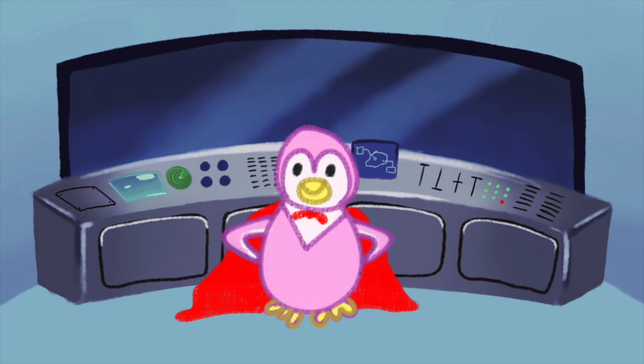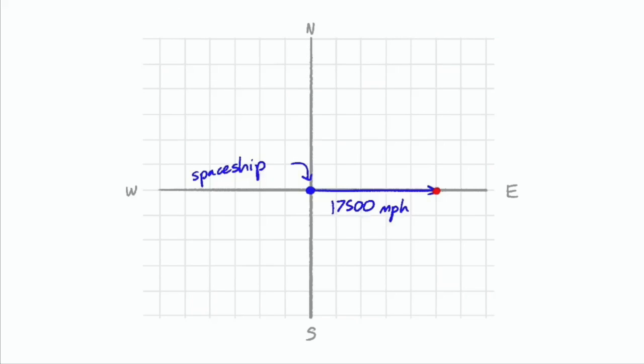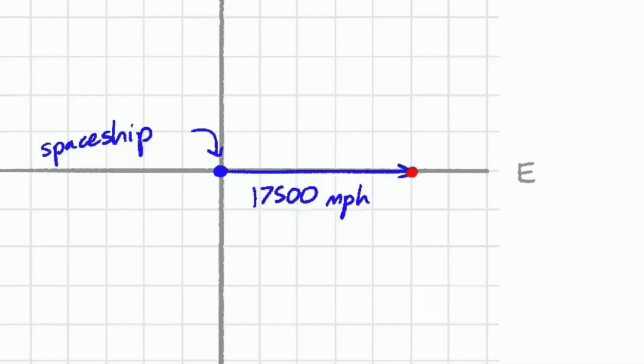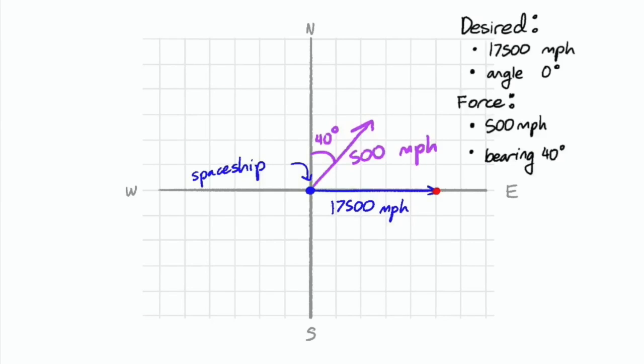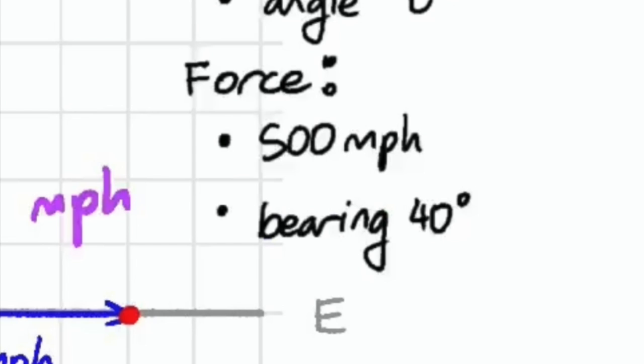Hey! Do not fear, for there is a solution to this as well. Look here. The spaceship needs to reach this origin point in order to properly shoot down the meteor. So right now, we want to go straight east at the speed of 17,500 miles per hour. All right. So our desired direction and speed of the spaceship is 17,500 miles per hour with an angle of 0 degrees, and the astronomical force is 500 miles per hour with a bearing of 40 degrees.